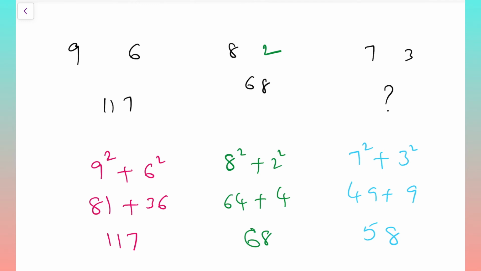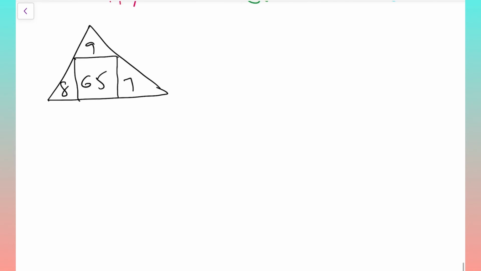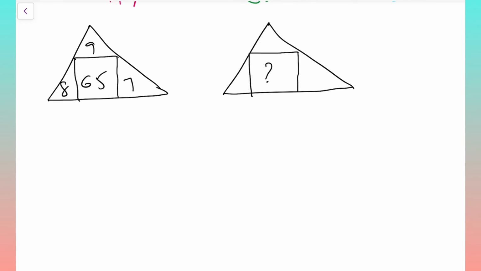Okay, let us check the next question then. Here it is 9, here it is 8, here it is 7. So we got here 65. Here what number will come if the remaining numbers are 10, 8 and 3.